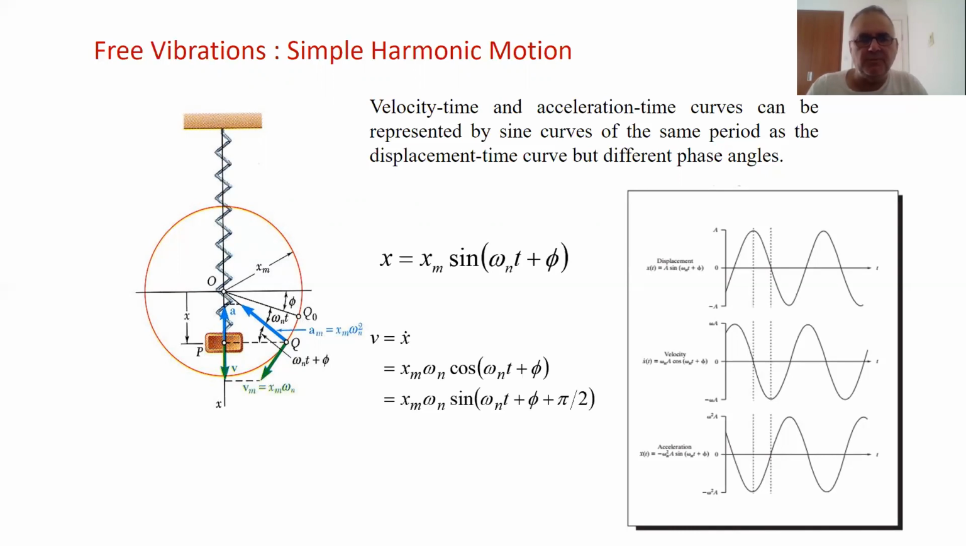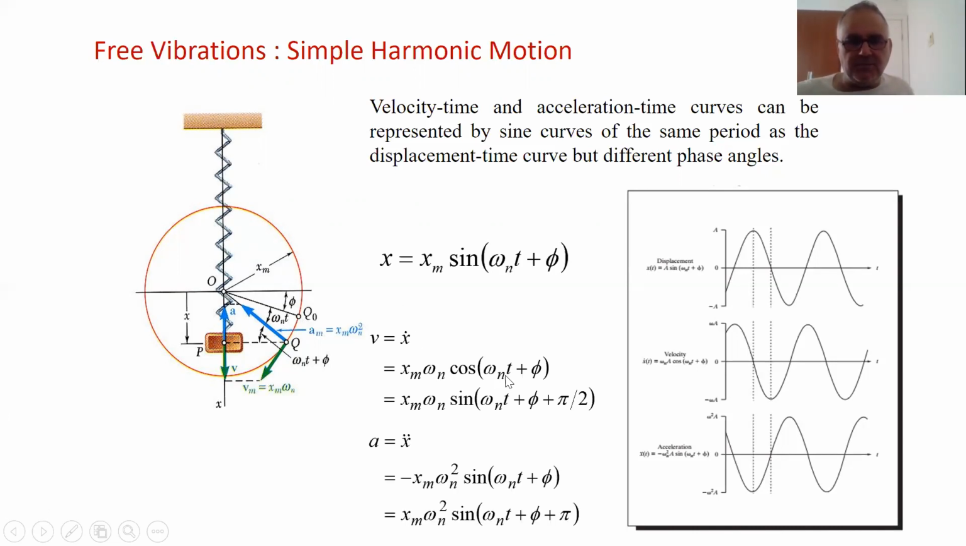Velocity is the derivative of position. If you have a sine function with a phase shift, you get a cosine function. But a cosine function is simply a sine function with a phase shift of pi over 2, as you see. And also, the acceleration is the second derivative, so it is the derivative of the first derivative. So you get minus omega n squared sine phi. But this minus sign can be replaced by a phase shift of pi, or 180 degrees.